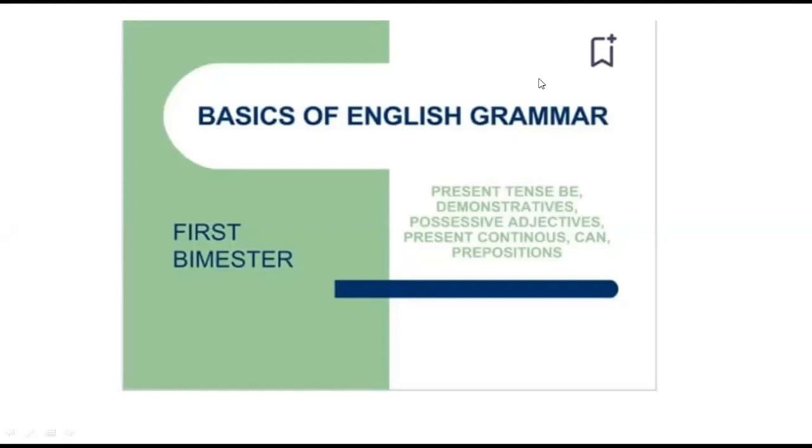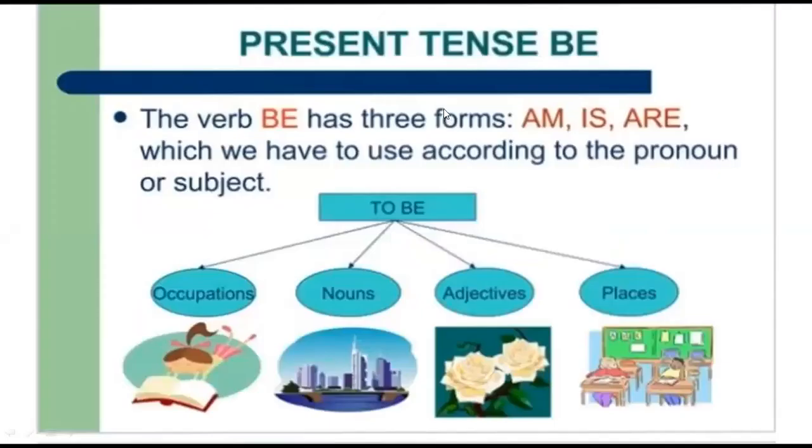Okay, today we are going to learn the basics of English grammar, which will tell us more about how to easily speak English or write English, both formally and informally. Okay, let's start with the present tense be form. So, be, to be in any situation, to be somewhere, to have the presence of being. The verb be has three forms, am, is, and are, which we have to use according to the pronoun or subject.